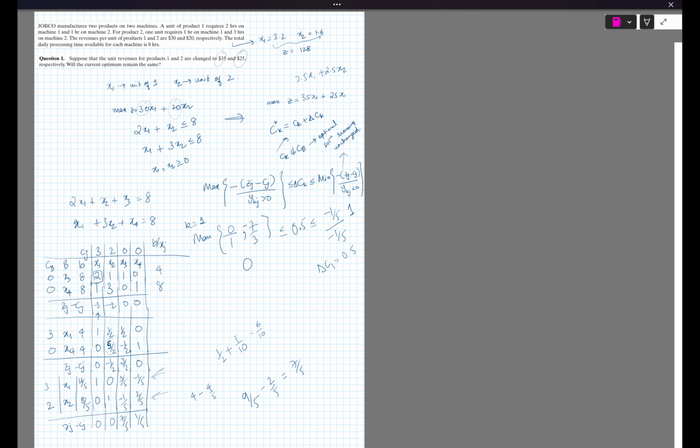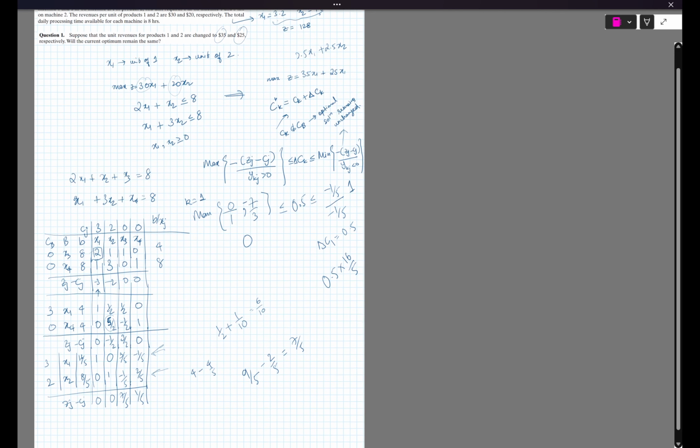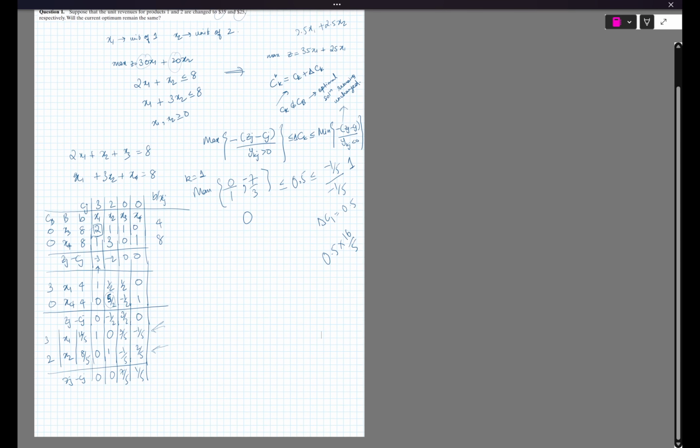And if we had changed only C1, then it would have increased by 0.5 into what was the value? 16 by 5. And x1, x2 will be the same solution. But here both have changed. So the second one also we need to check. If both of them satisfy, then we can say more. If one satisfies, one not satisfying, then we can't make this conclusion. The optimal solution may change.